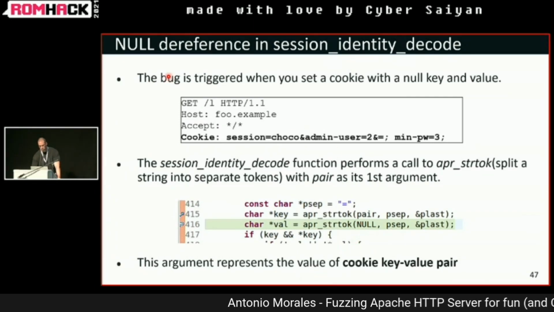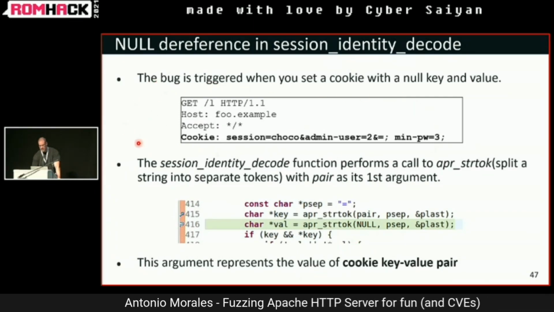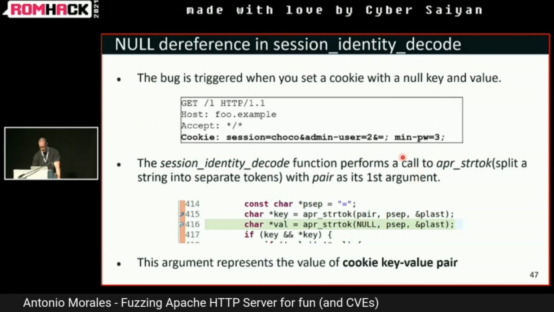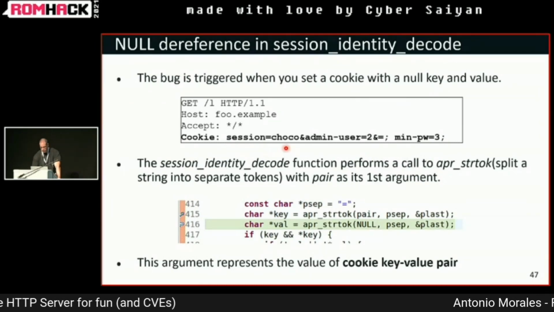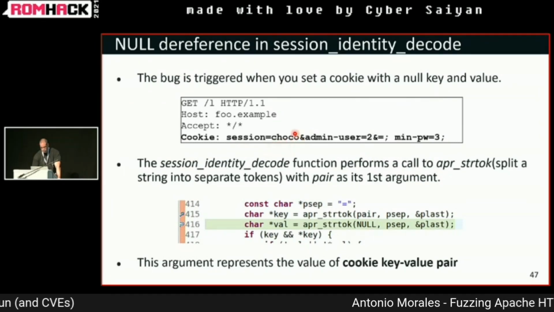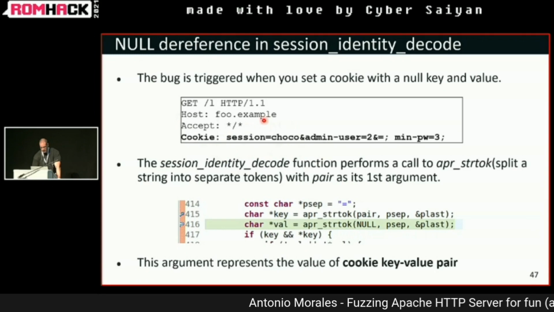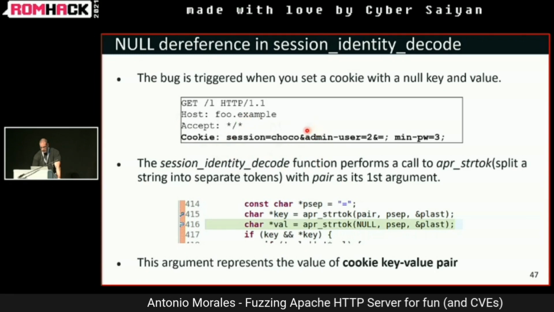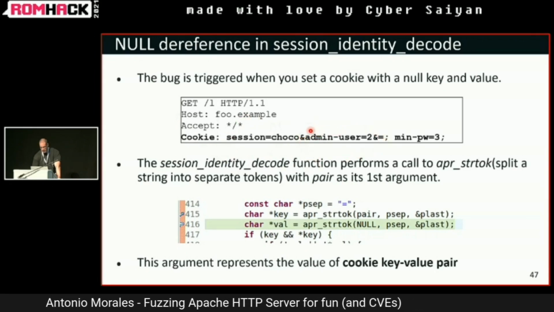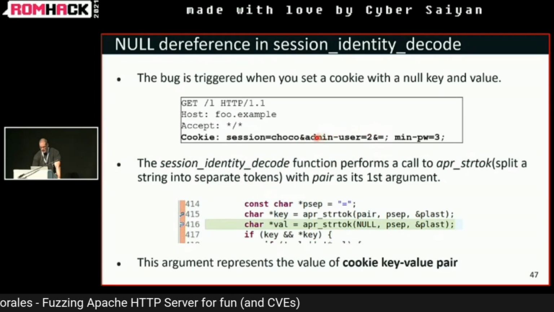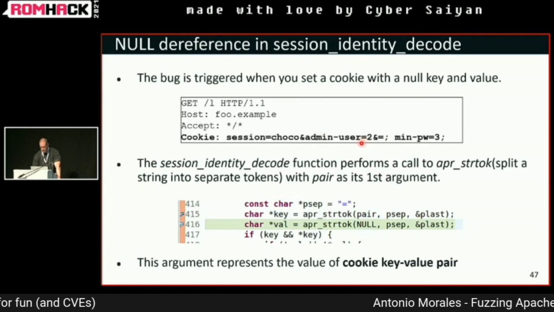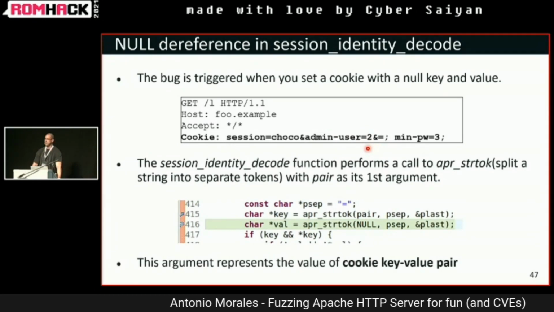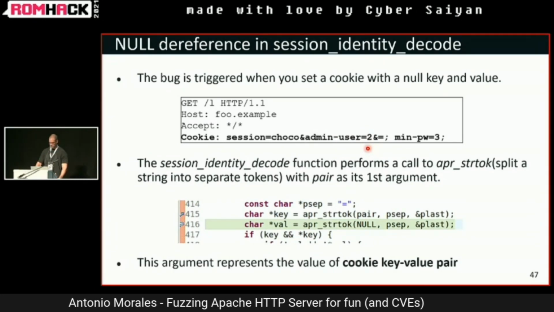So look at this example. That clarifies the thing. In the first position of the cookie, we have the session key and the choco value. This is the first position. In the second position, we have the admin user key and the number 2 as a value. But in the third position, we have an empty key and empty value pair.